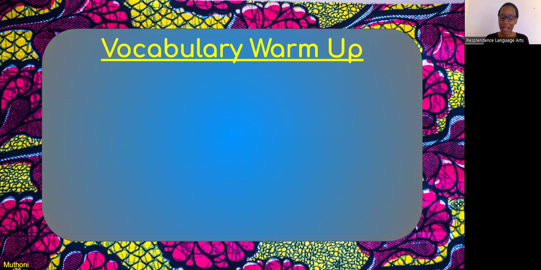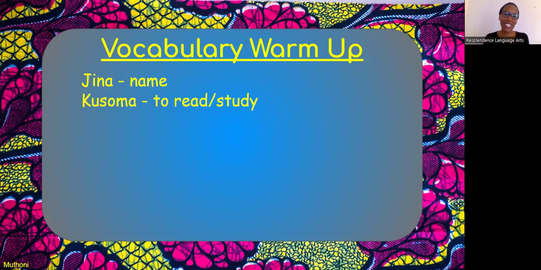We need to learn a few words or phrases before we get started. So our first word there is jina. Jina. So when I was starting, I say, jina langu ni Muthoni. My name is Muthoni. So jina is name in Kiswahili. On to the next one is kusoma. Kusoma is to read or to study. Okay? Or studying. All right?